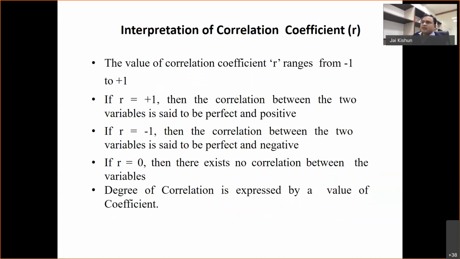Now, interpretation of R, as I have already told: the value of R varies between -1 to +1. When R is +1, we say this is a perfect positive correlation. When R is -1, it is a perfect negative correlation. And if R is equal to 0, there is no correlation between the variables. So the degree of correlation is expressed by the value of the coefficient.